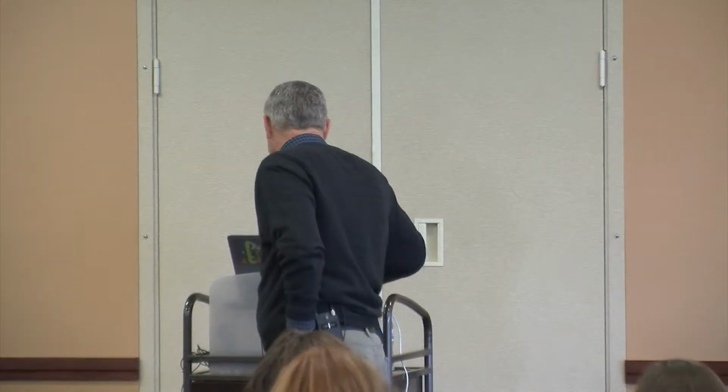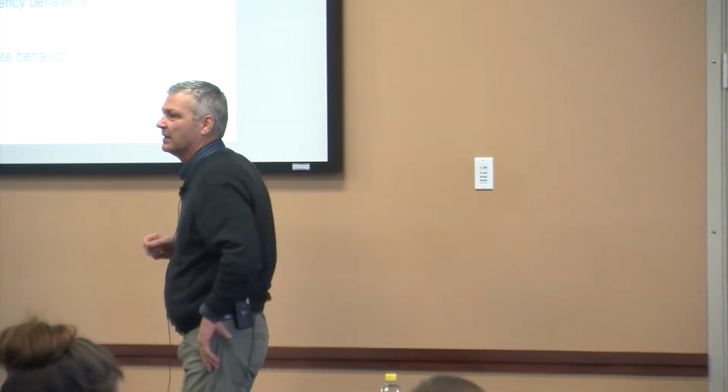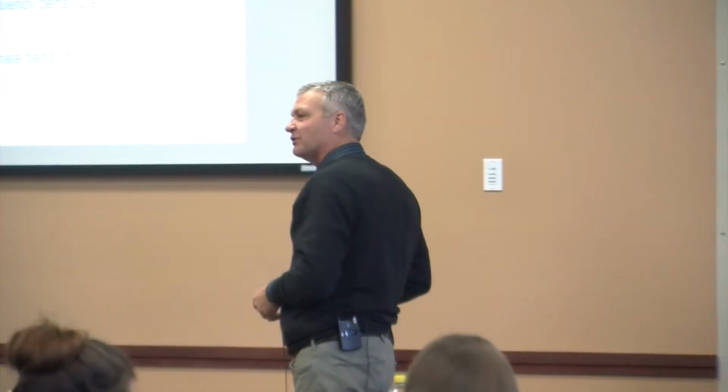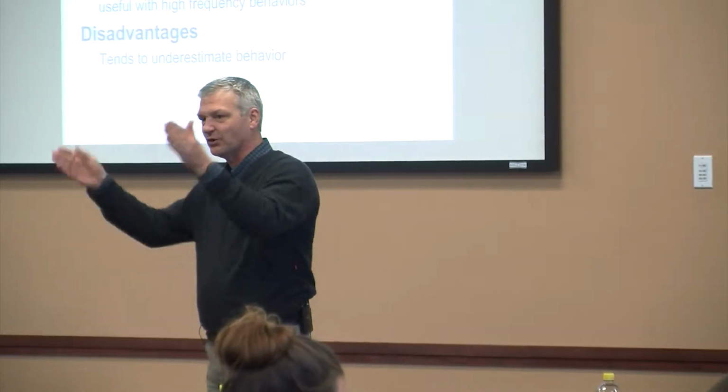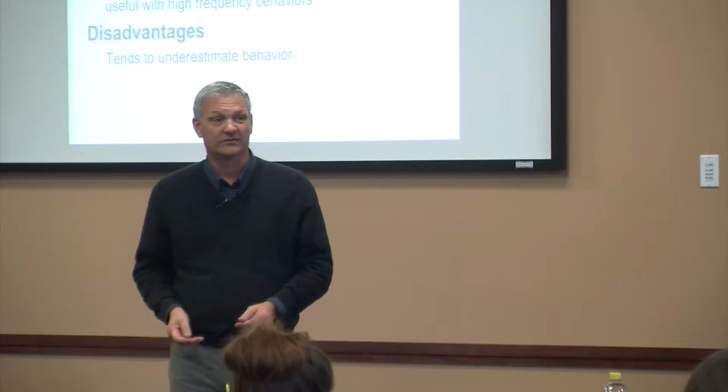So here is the last one, whole interval. A whole interval system is a system in which the student must keep engaged in that behavior for the entire interval in order for us to say it happened. Usually I would use whole interval looking for positive behaviors. I want to know what percentage of intervals this kid can maintain positive behavior through the whole interval. So I might look at in-seat behavior with this one.